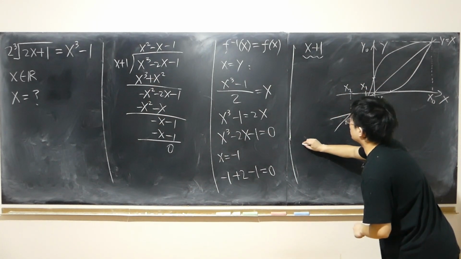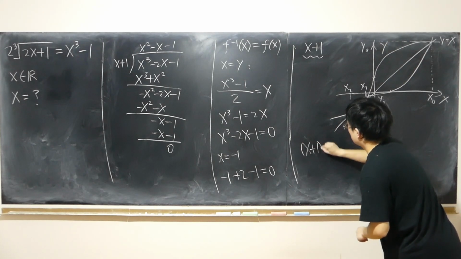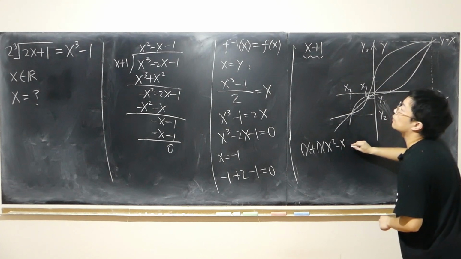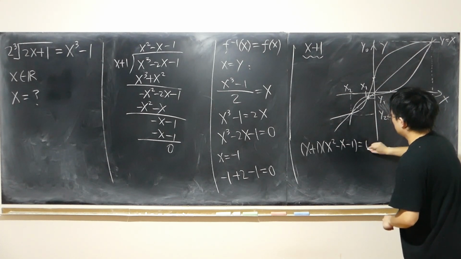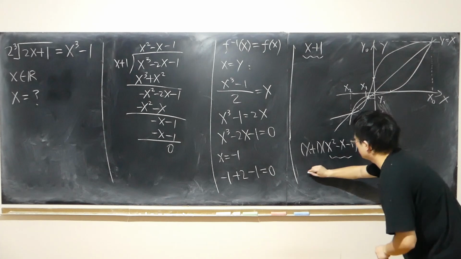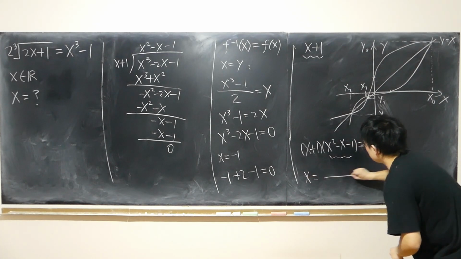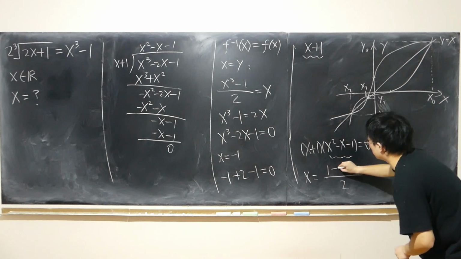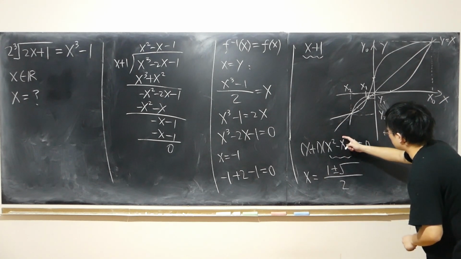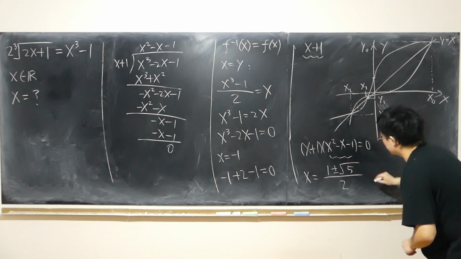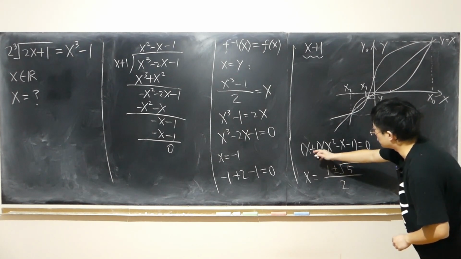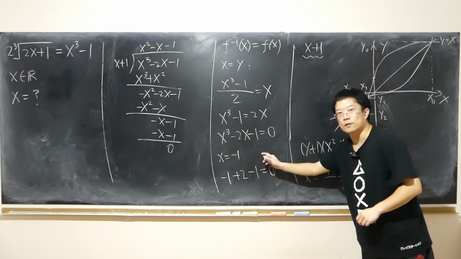Essentially we're trying to solve x squared minus x minus 1 equals 0. For that, we can say x is equal to half of 1 plus or minus the square root of 1 plus 4, which is 1 plus 5. Two solutions, and we have this solution x equals negative 1, so exactly 3 solutions.